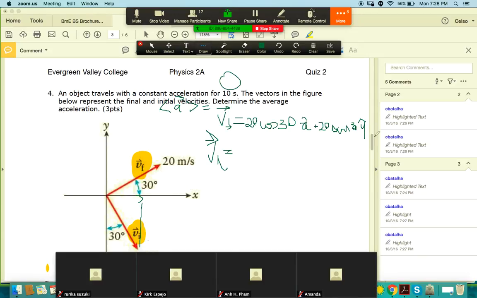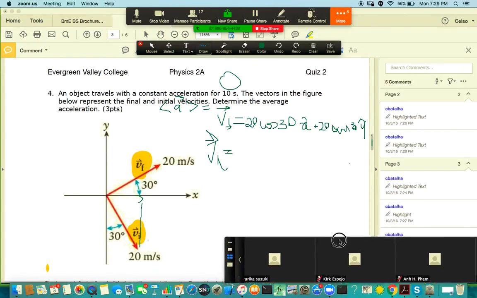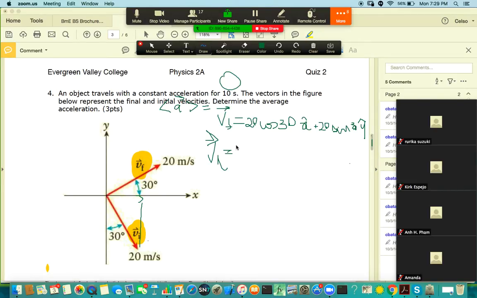What is the value of vi? Is it given? Okay, there you go. It is 20 times cosine of the angle between the vector and the axis. So the angle is 60. The angle is 60. So cosine of 60 in the x direction.